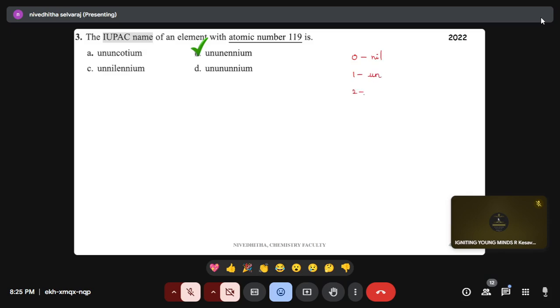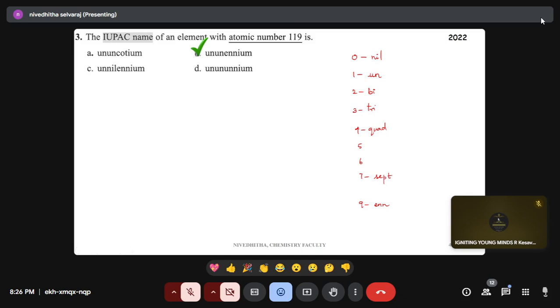If it is 2, bi. If it is 3, tri. If it is 4, quad. If it is 5, pent. 6 is hex. 7 is sept. 8 is oct. 9 is enn.